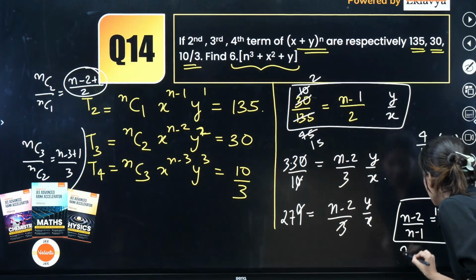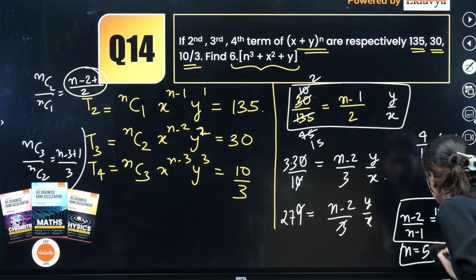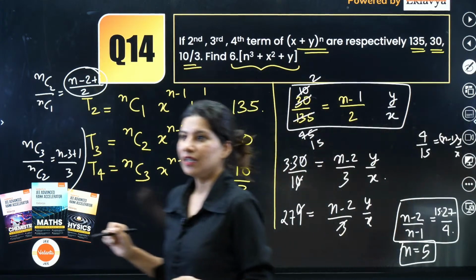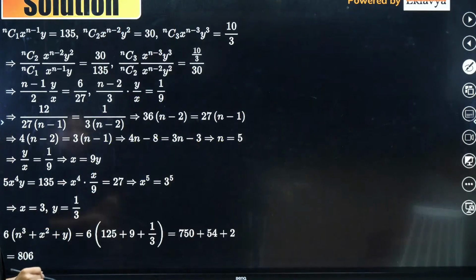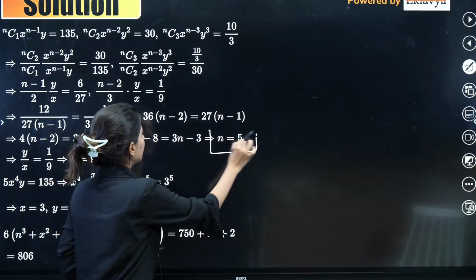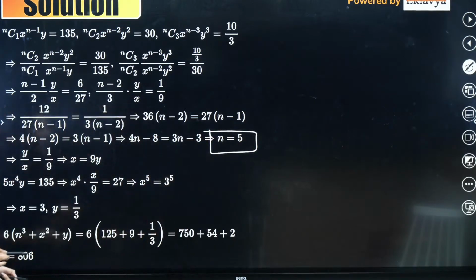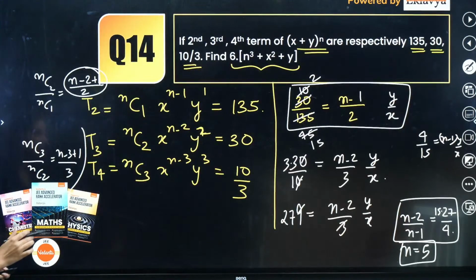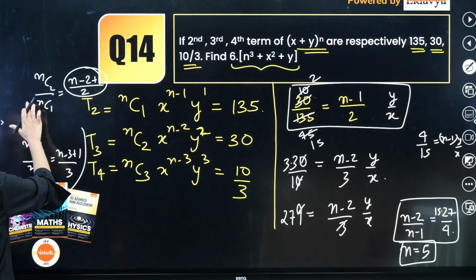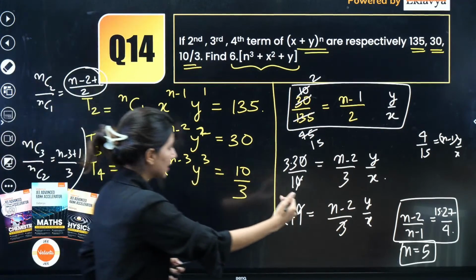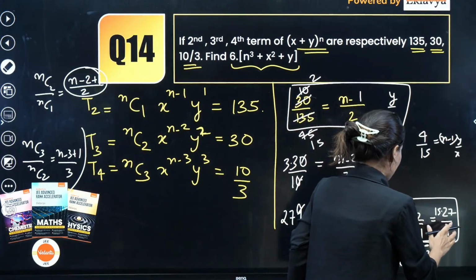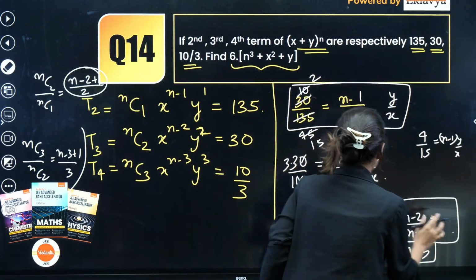If you solve it, your n should be equal to 5. Okay, solve it right away. N should be equal to 5. Can you see this? Yes, n is coming out as 5. So 36 n minus 2 is equal to 27 n minus 1 is what we are getting. 36 n minus 2 is 4 n minus 1. Right? So I have made a mistake over here. 36 n minus 2.